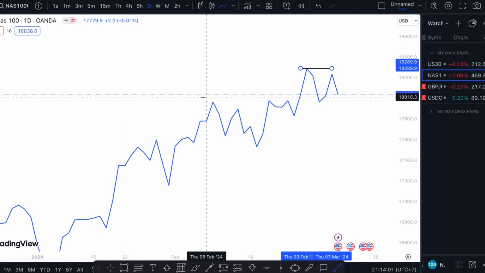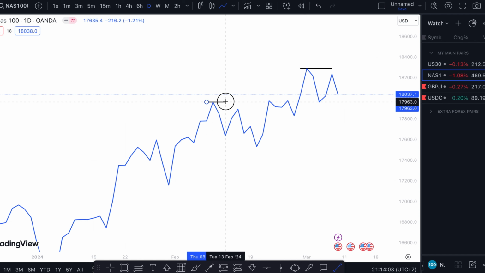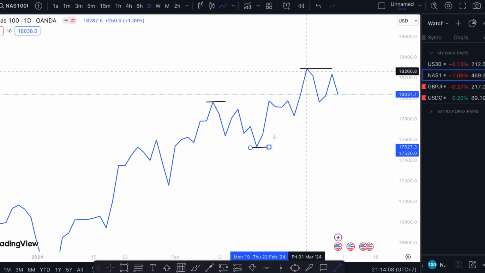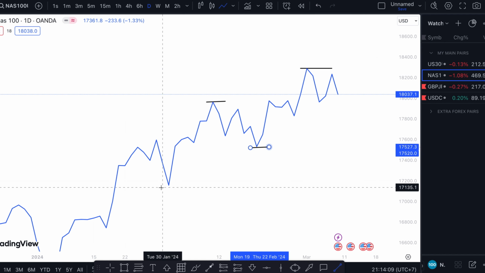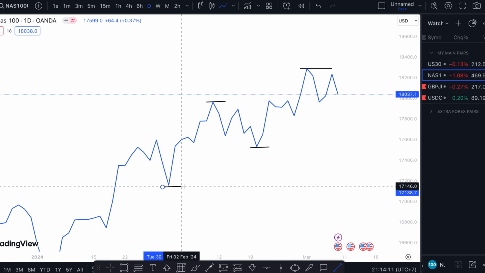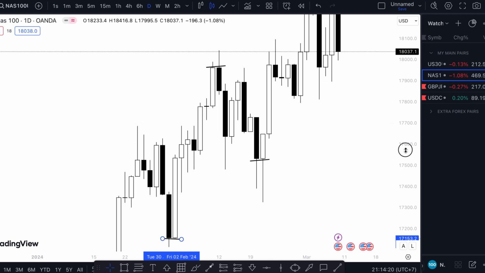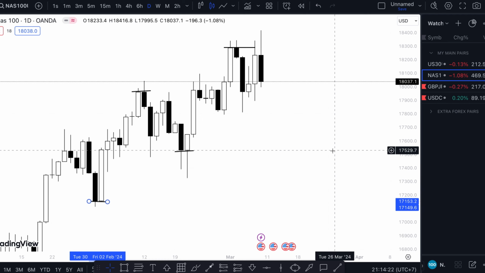We're only going to mark up the significant structure, the structure that's maintaining this shape. So we have a high, low, high, low. These are the biggest pieces of structure that are maintaining structure as a whole. If we switch it back to our candle chart, our market structure lines are made.